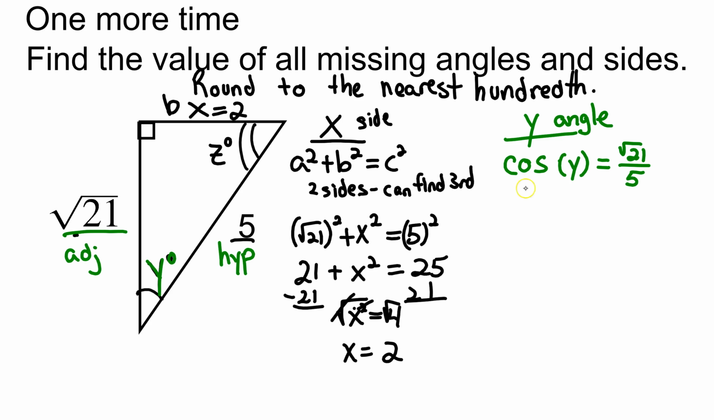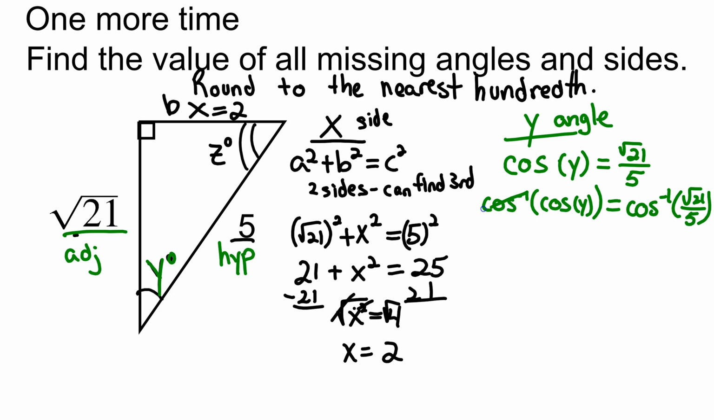We need to get rid of cosine to solve for y. So to do that, we take the inverse cosine of both sides. So take it of that side. This looks crazy, but all that happens is this inverse cosine cancels out the cosine. And if I did it to that side of the equation, I have to do it to this side, so I get the inverse cosine of square root of 21 over 5.